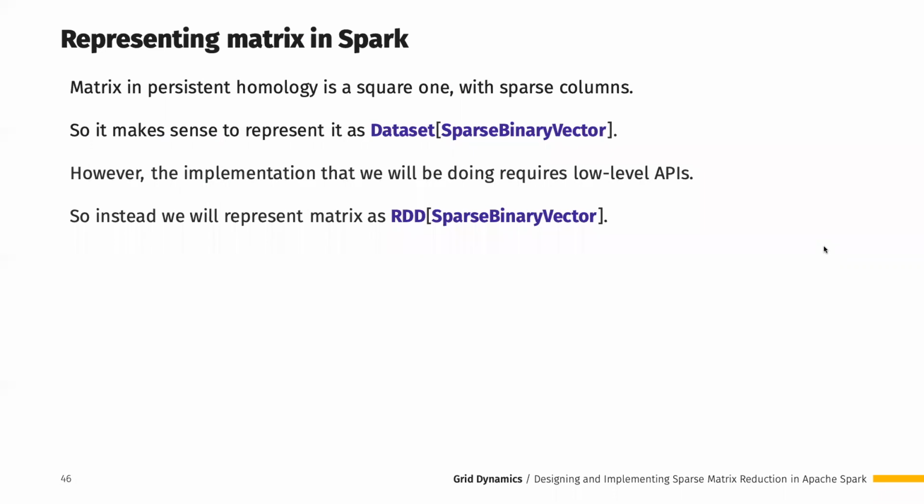Okay, now Spark. How to represent the matrix in Spark? Well, the matrix arising from persistent homology is square, that's the first thing, and it has sparse columns, as I said. So it makes sense to represent the matrix as a Dataset of sparse binary vectors. However, it will not work with this implementation, because we will be using some low-level APIs that are not available in a Dataset. So instead, unfortunately, with this implementation, we have to use RDDs of sparse binary vectors.